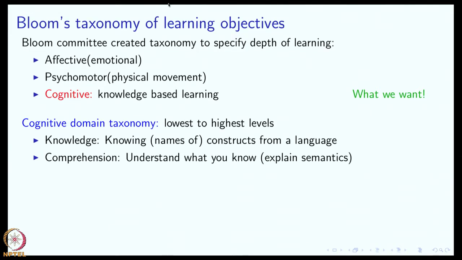The slightly higher level is comprehension. In this, the student is not just knowing the names, but also understands slightly more deeply. In our case, it might mean that the student can explain the semantics. How exactly does a loop work? That is what a student can perhaps explain.